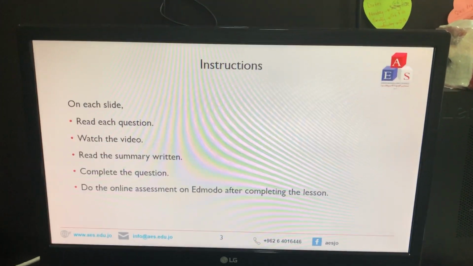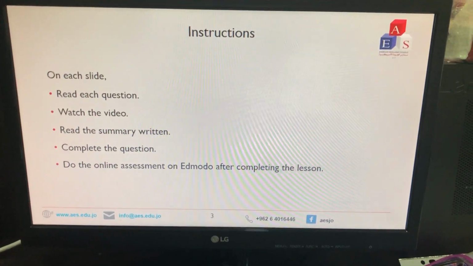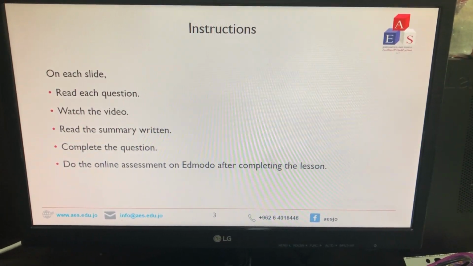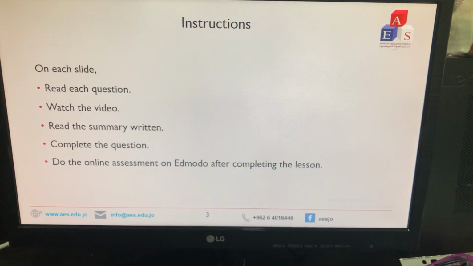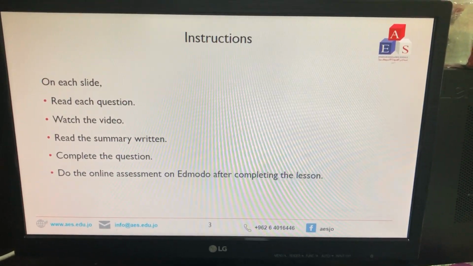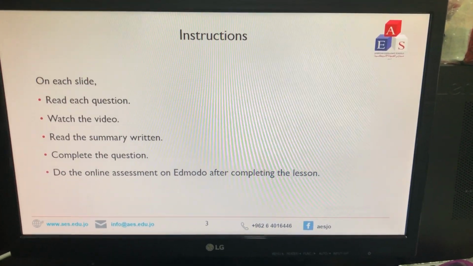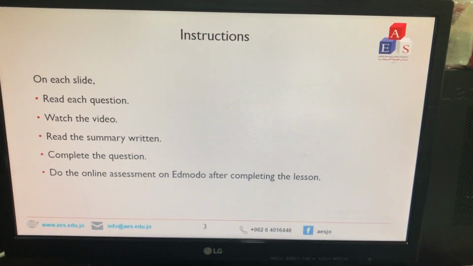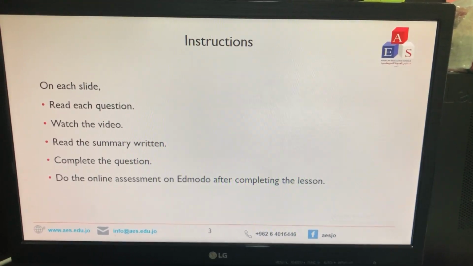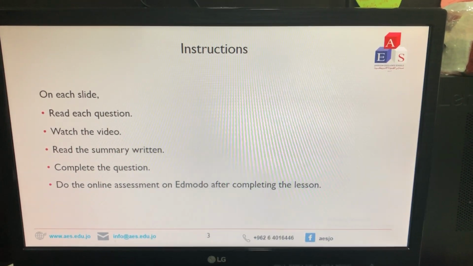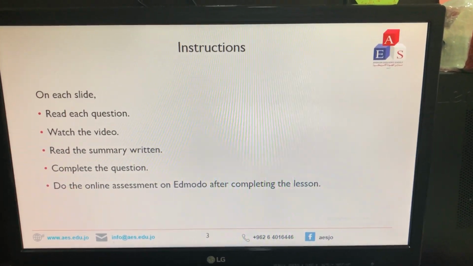Alright, now here are the instructions on the PowerPoint. You have to read each question, then watch the video, read the summary written, and there's a question for you to complete on each slide. Please complete it and then submit it back on the Edmodo. And at the end, there's going to be an online assessment on Edmodo. This is when you're done with the whole lesson, you complete it, please, on the Edmodo.